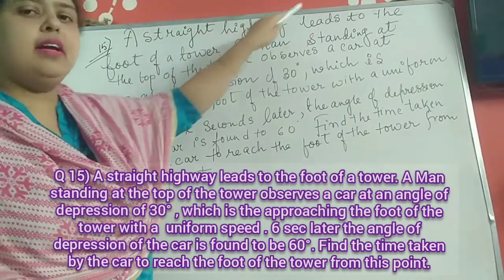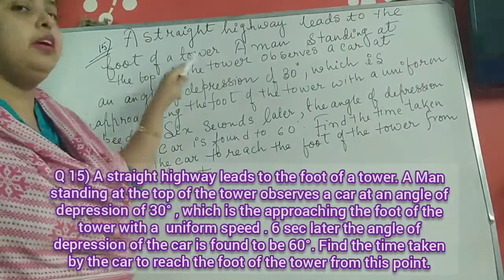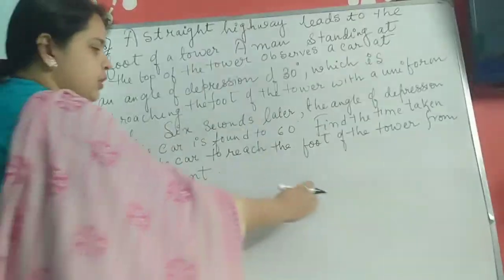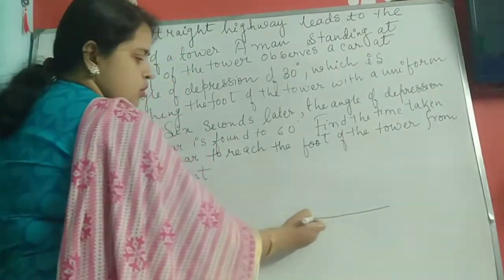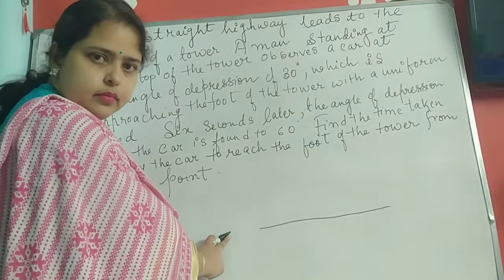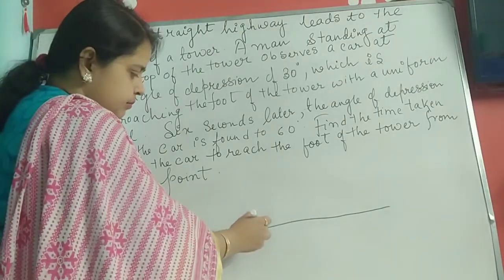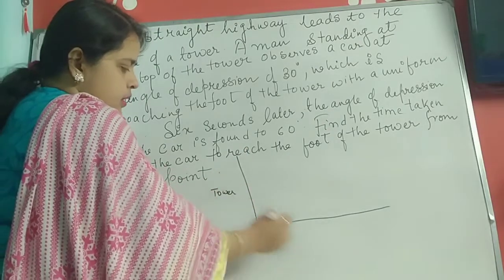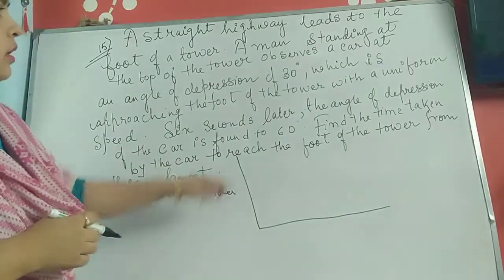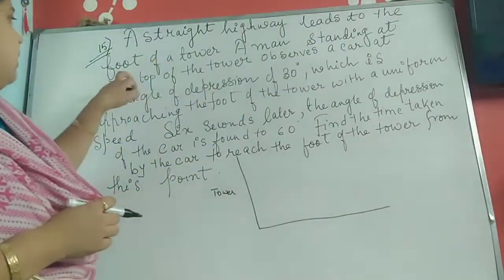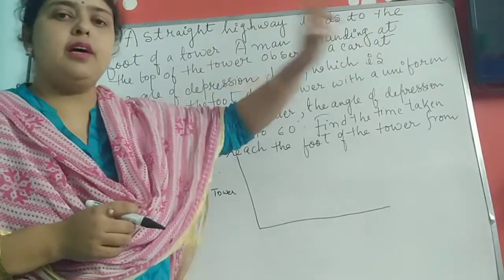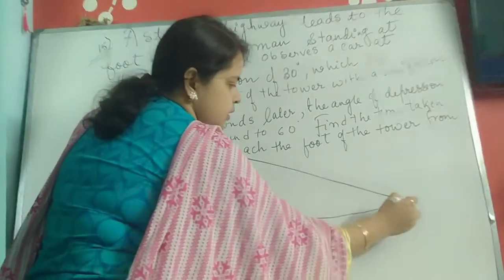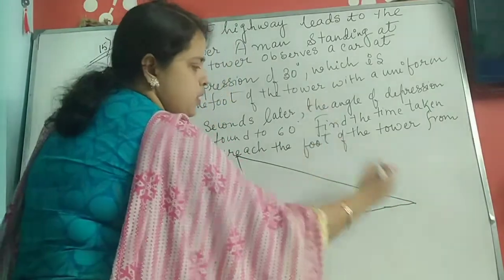A straight highway leads to the foot of a tower. So this is a straight highway that leads to the foot of the tower. This is the tower, this is the highway. A man standing at the top of the tower observed a car. A man is standing here and the fellow is observing a car.